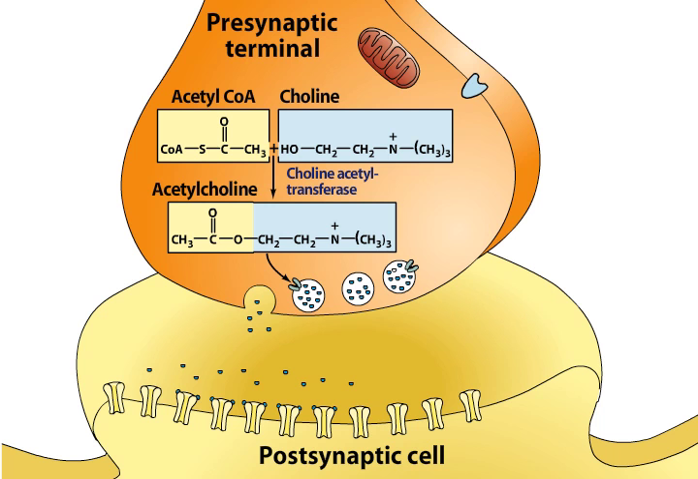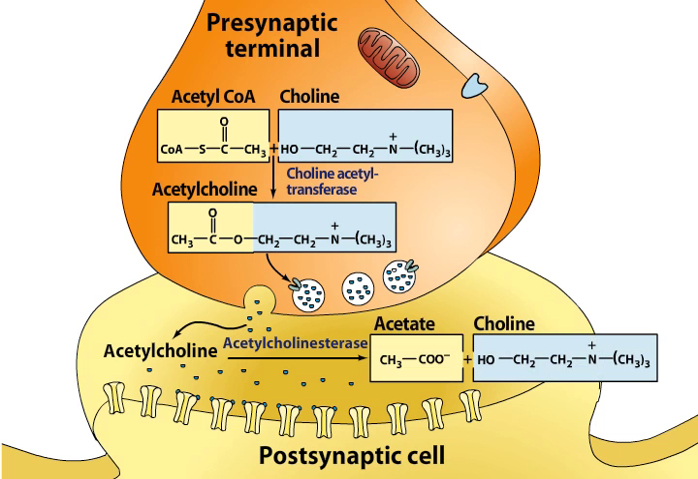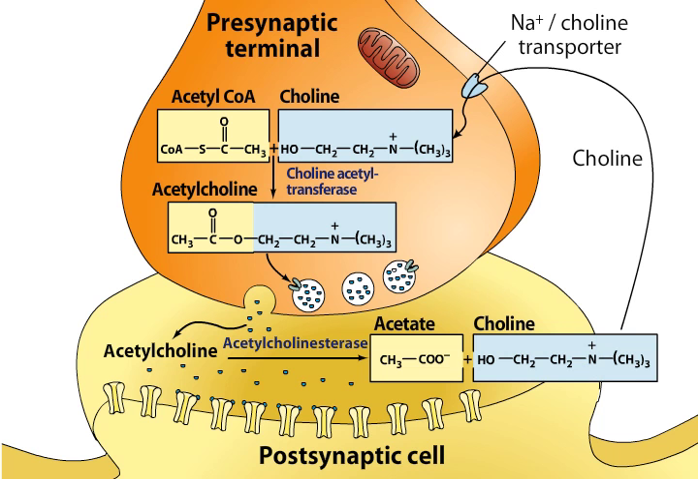After release, acetylcholine is rapidly metabolized by the enzyme acetylcholinesterase. Acetylcholinesterase breaks down acetylcholine into choline and acetate. The choline is transported back into the nerve terminal by membrane transporters and used to resynthesize the neurotransmitter.